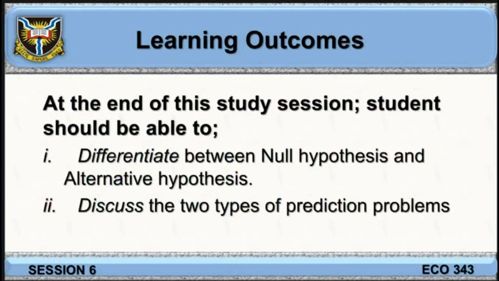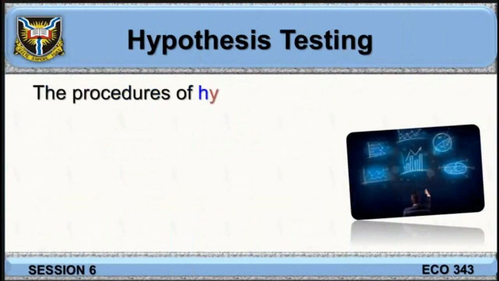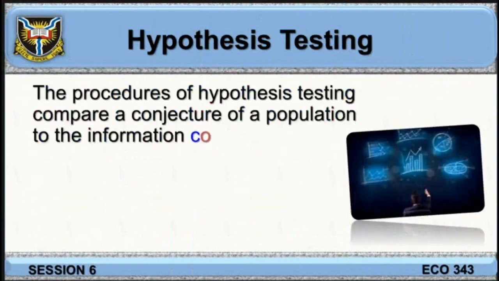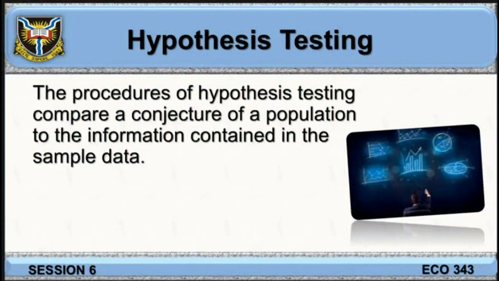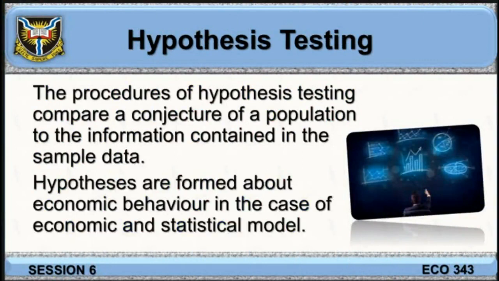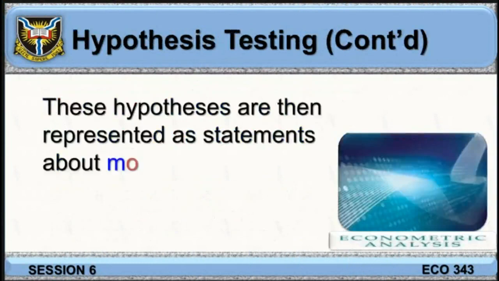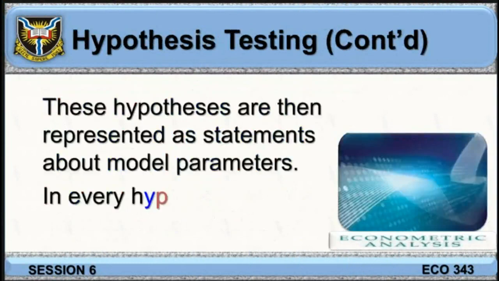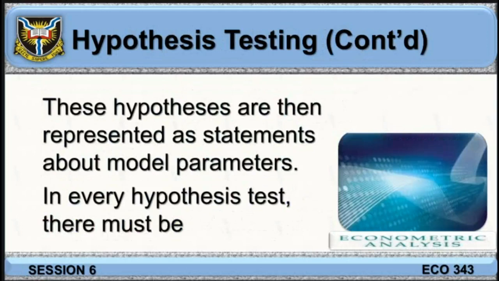Hypothesis testing. The procedures of hypothesis testing compare a conjecture of a population to the information contained in the sample data. Hypotheses are formed about economic behavior in the case of an economic and statistical model. These hypotheses are then represented as statements about model parameters. Thus, hypothesis tests use the information about a parameter that is contained in a sample of data, its least squares point estimate, and its standard error to draw a conclusion about the hypothesis.